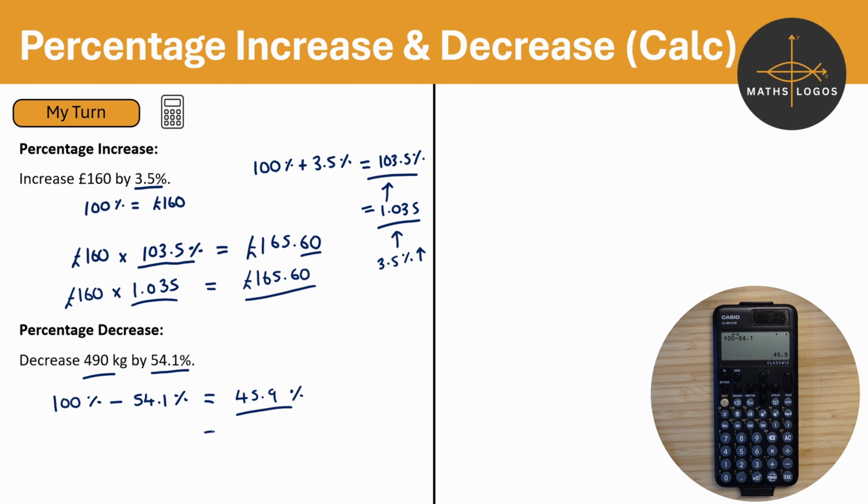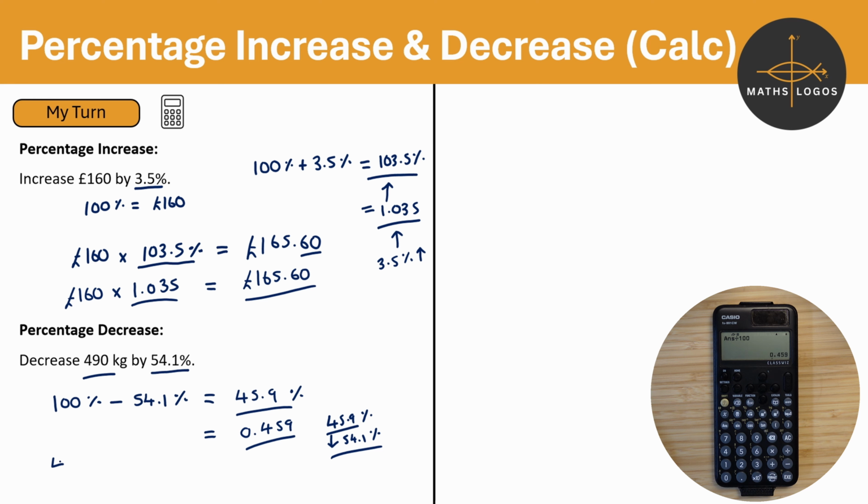I want to turn that into a decimal multiplier. So I'll take my answer already stored in my calculator and divide it by 100. And that gives me this decimal multiplier of 0.459. And if I multiply something by this, it's equivalent to finding 45.9%, or we could also think of it as being equivalent to a 54.1% decrease. Because if we decrease something by 54.1%, we're left with 45.9%.